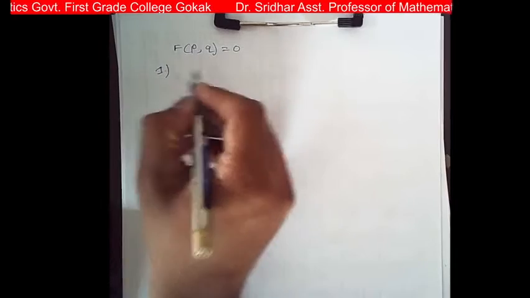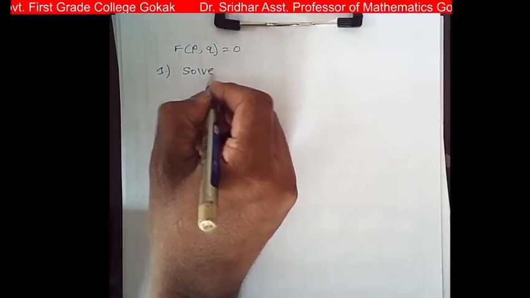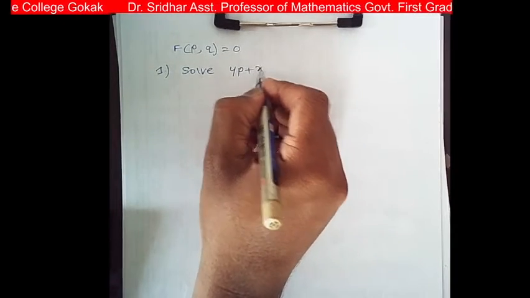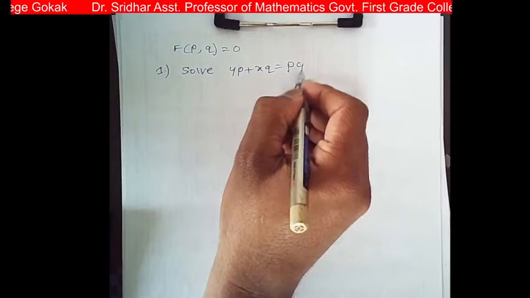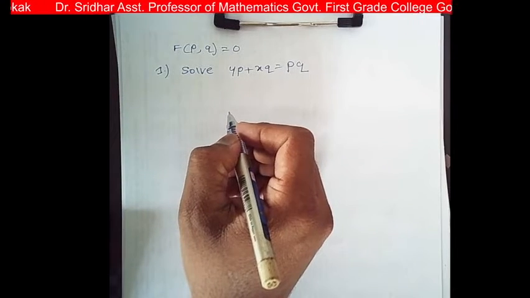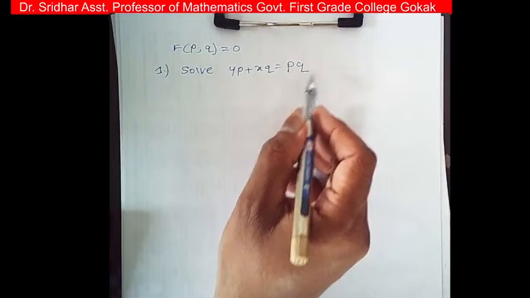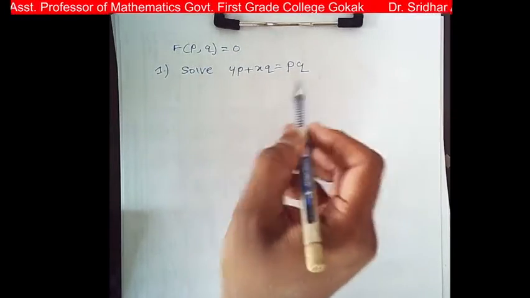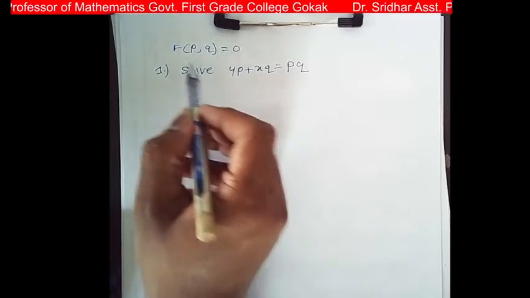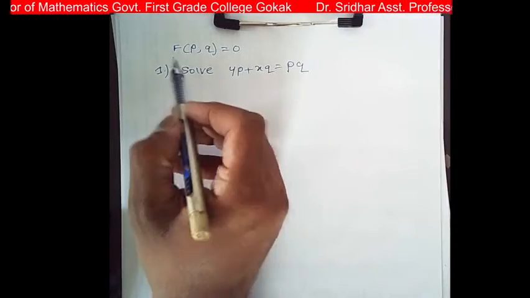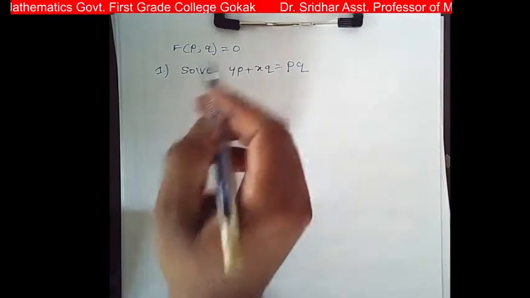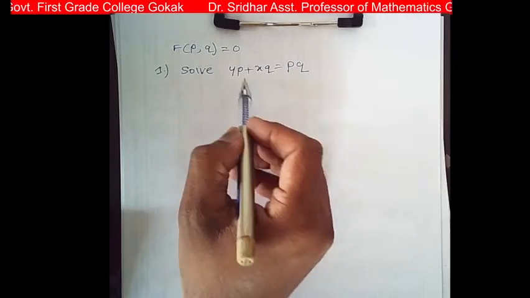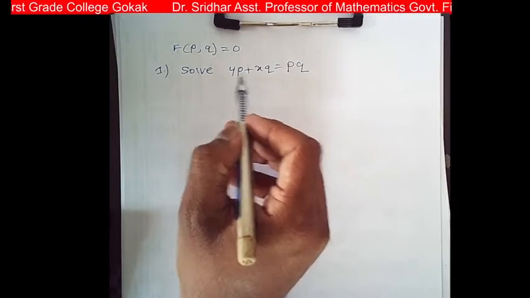So here the first problem is: solve yp plus x cube equal to pq. Okay, so this is one type of equations, and this is not in a standard form. That means this is not in the form of f of p, q is equal to 0. So f of p, q means what? The equation should involve only p and q and some constant. That's all. But this equation involves x and y.